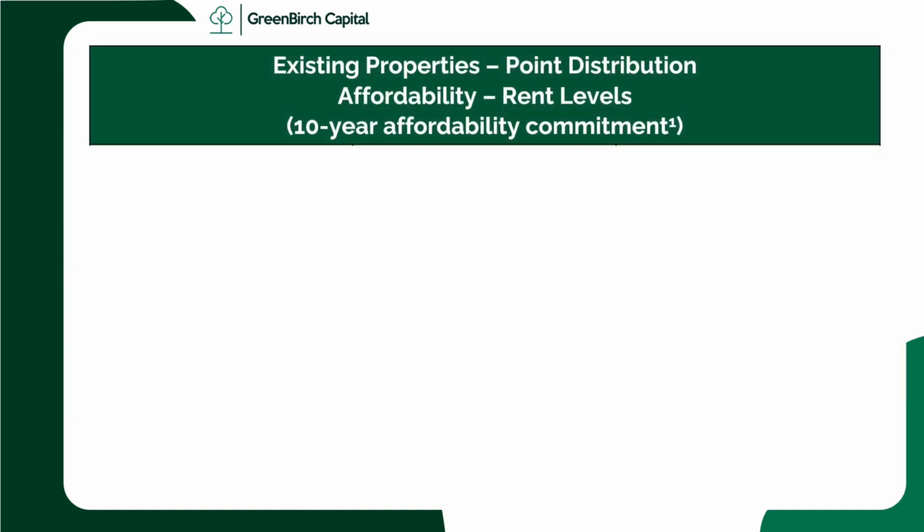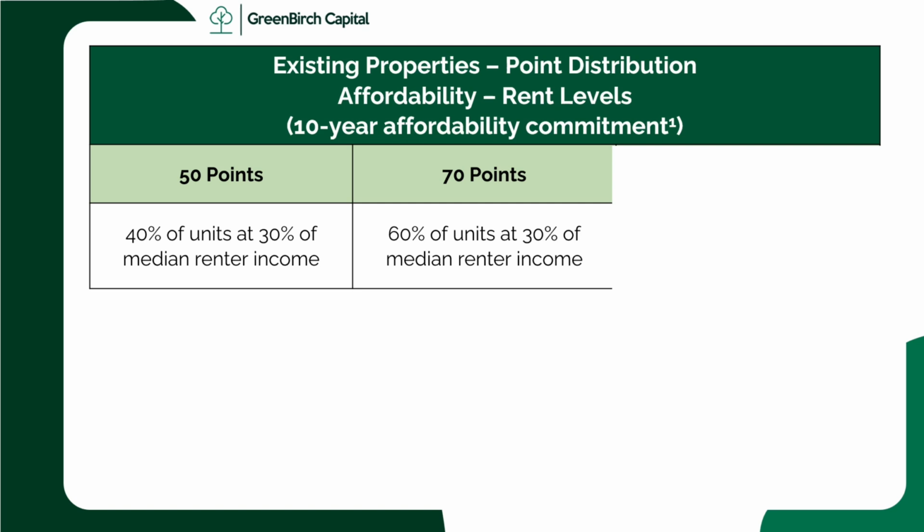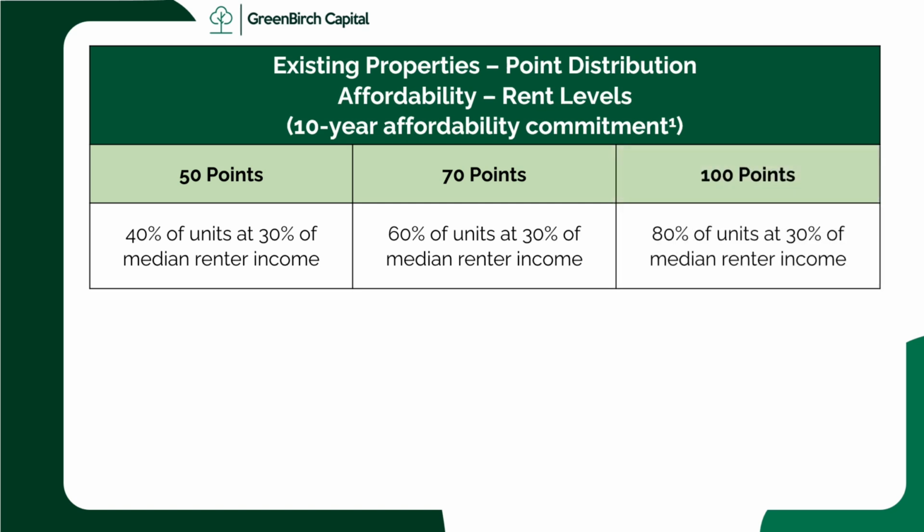So to get into the actual specifics, affordability for existing buildings: to get 50 points and start to qualify in the program, you have to have 40% of your units at 30% of the median renter income. To get 70 points, you have to have 60% of the units in the building at or below 30% of the median renter income. And finally, to get 100 points, the maximum number of points in the program, you have to have 80% of the units at 30% of the median renter income.